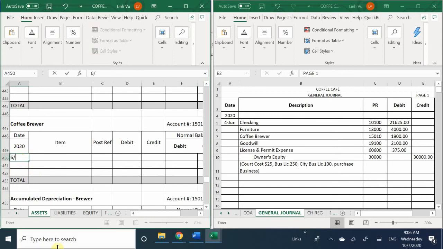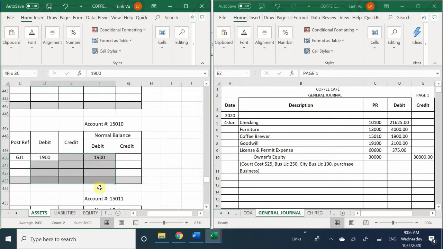All right. Again, I'm going to insert the date. And I'm also going to write in my items, or it's also referred to as your notes, purchased business. General Journal number 1. And I increased my debit by $1,900. Therefore, my normal balance in my coffee brewer account is going to be for the $1,900.